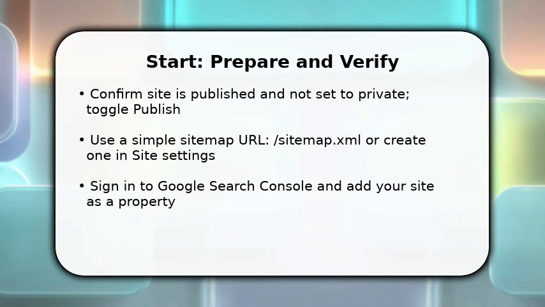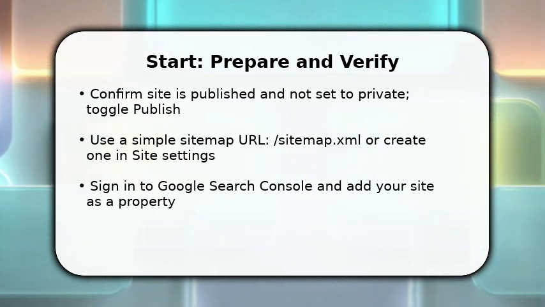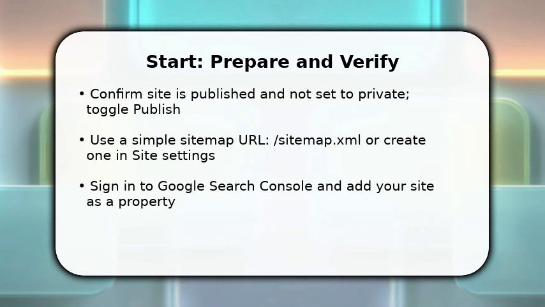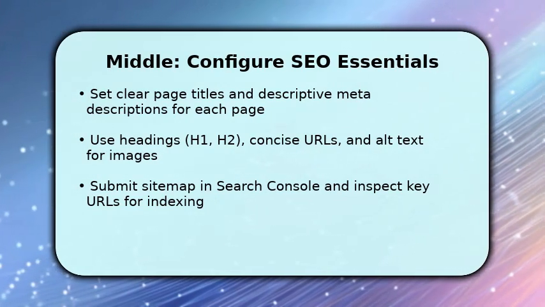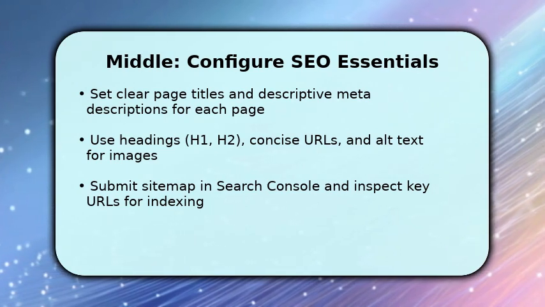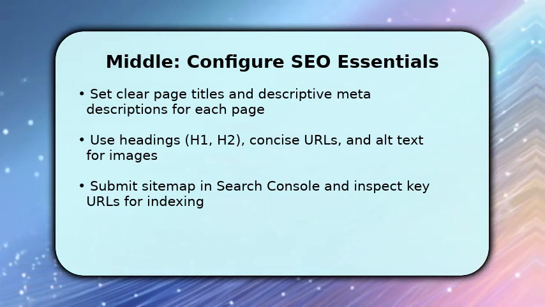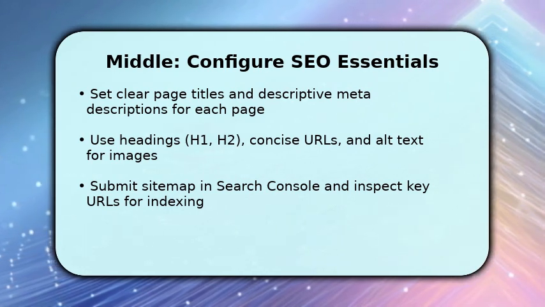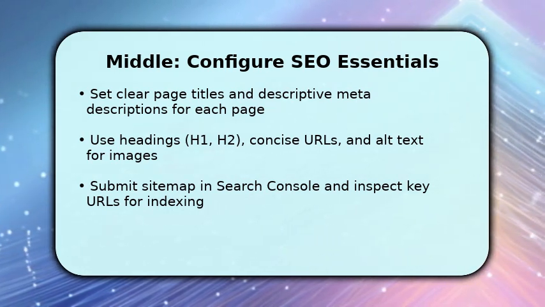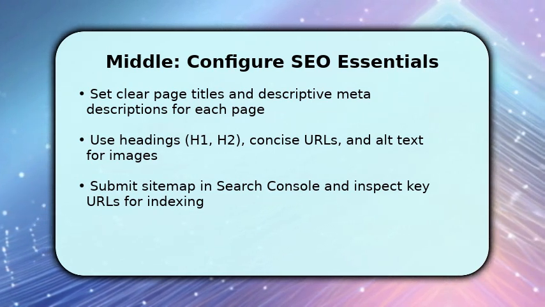Now you'll optimize content so Google understands and ranks the site. You should edit each page's title and meta description to include target keywords naturally. This helps click-through rates. Use proper headings, H1 for primary, H2 for sections, and concise, readable URLs. Add alt text to images to improve accessibility and SEO.